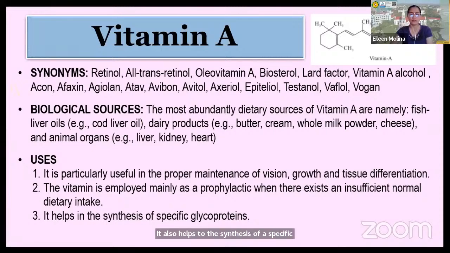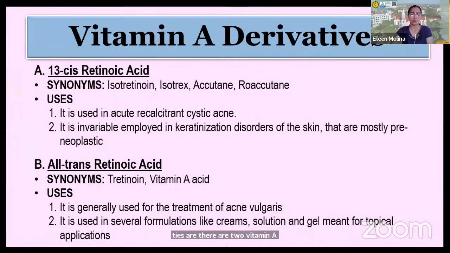There are two vitamin A derivatives that I'd like to particularly discuss. Synonyms of 13-cis-retinoic acid include isotretinoin, Isotrex, Accutane, and Roaccutane. It is used in acute recalcitrant cystic acne, and it also is invariably employed in keratinization disorders of the skin that are mostly pre-neoplastic.